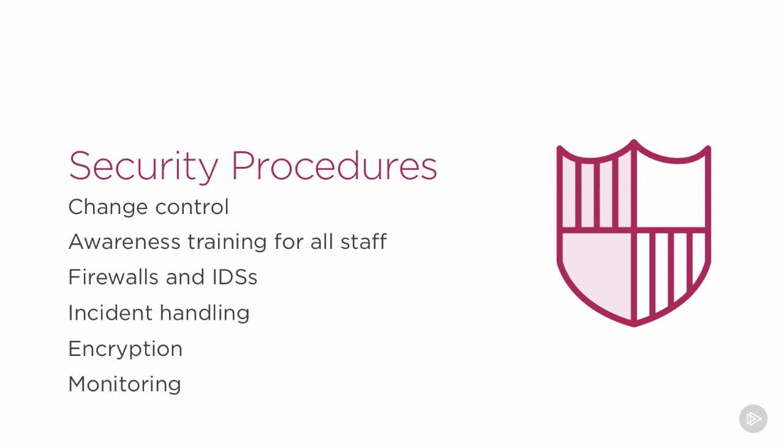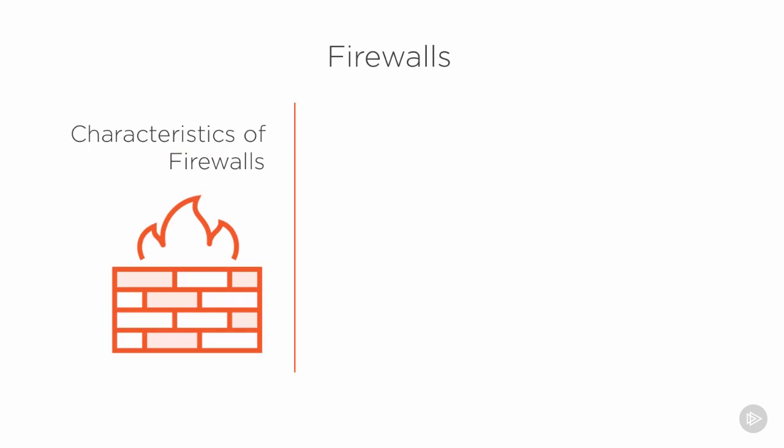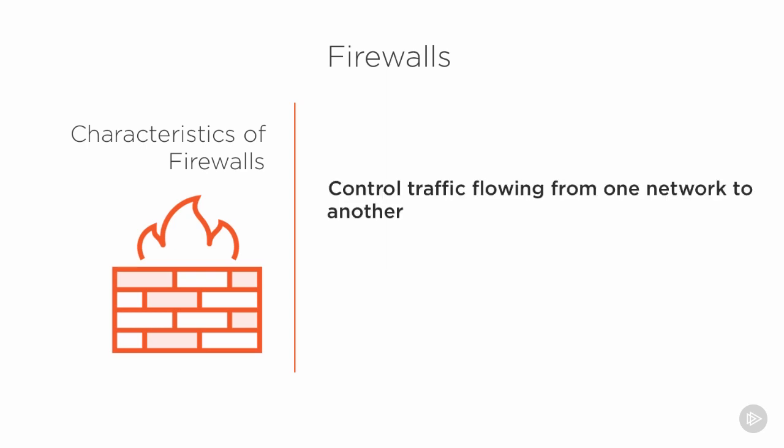It's not good enough if we have a control that's not actually working correctly. One of the tools we use frequently, especially in the outside perimeter of our networks, are firewalls. However, as we'll look at in just a moment, firewalls can also be used inside the organization as well. A firewall is simply defined as a device that controls traffic flowing from one network to another. A firewall is a gateway.